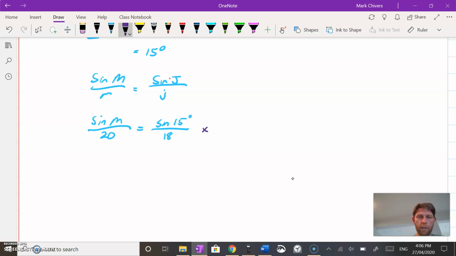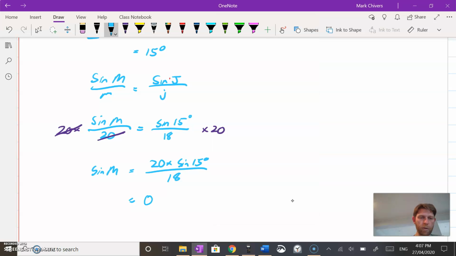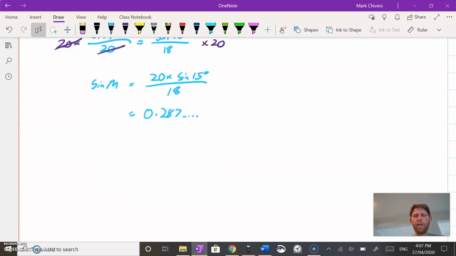Now I'm going to multiply both sides by 20. Why did I choose 20? Because I want to cancel those two out. And I'm going to be left with sine m equals 20 times sine 15 degrees over 18. I'll put that into my calculator. So we'll make a fraction: 20 times sine 15 degrees divided by 18. So that's going to give me 0.287 dot dot dot. Just to explain what I'm doing with the dot dot dots there, I'm just taking the first few digits off the calculator. I'm not rounding or anything. I'm just saying, look, there's more in the calculator. I'm just not going to write it all down here.